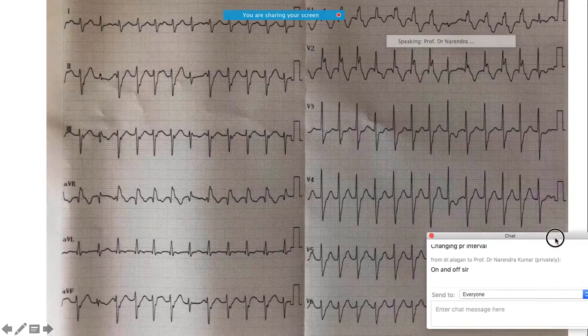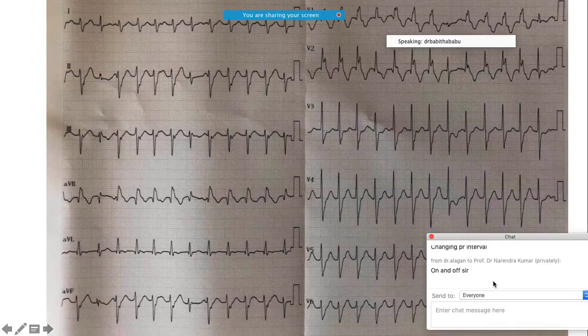So the question was, what do you see over here? On and off. Okay, good. Changing PR interval. So, in simple terms, you can think of it like this: there is VA dissociation.